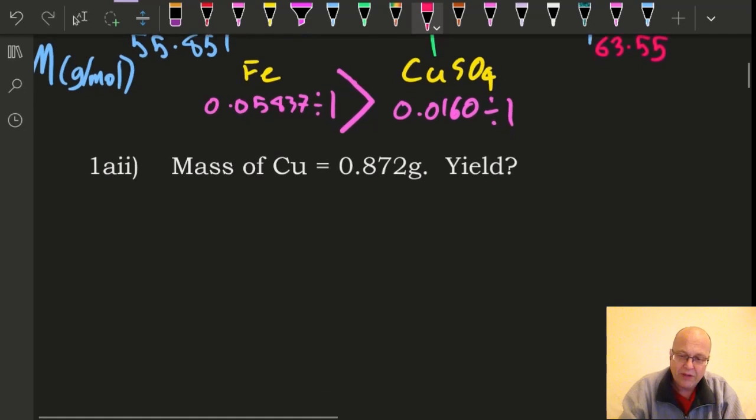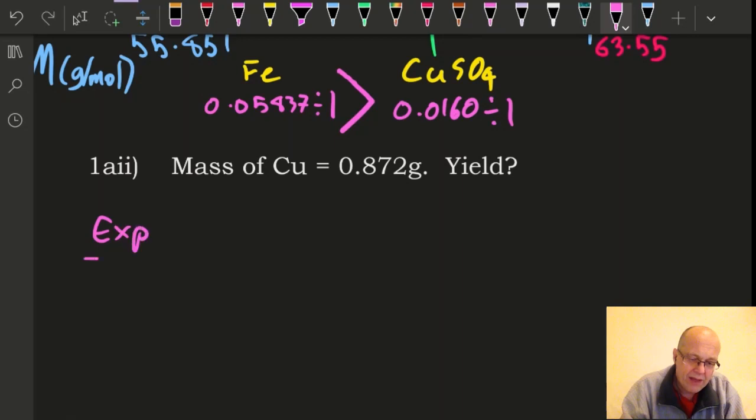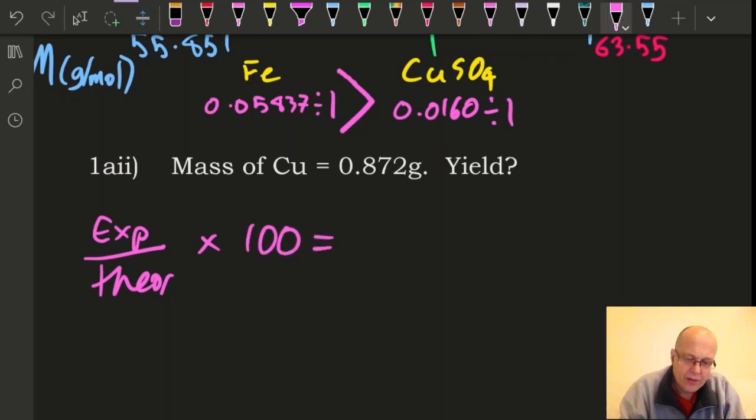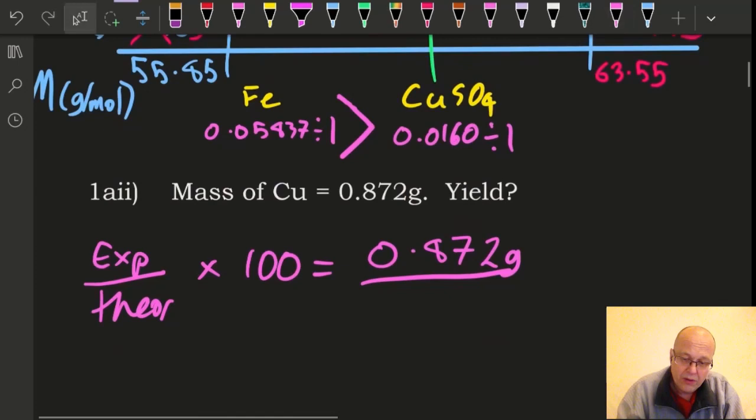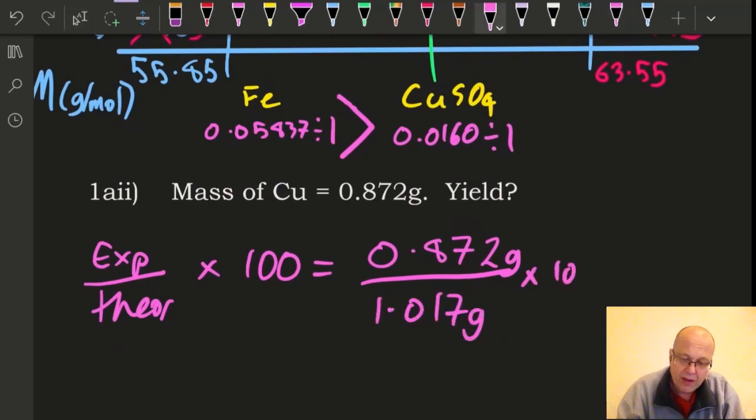So to work out the percent yield, percent yield is the experimental mass over the theoretical mass times 100. The experimental mass was that. The theoretical, the one from the table, was 1.017 grams, multiplied by 100.